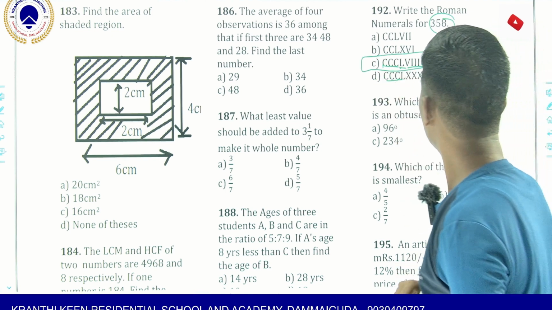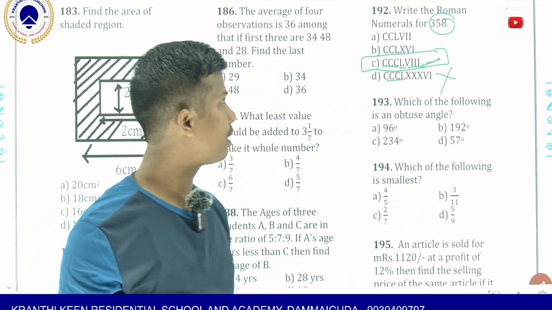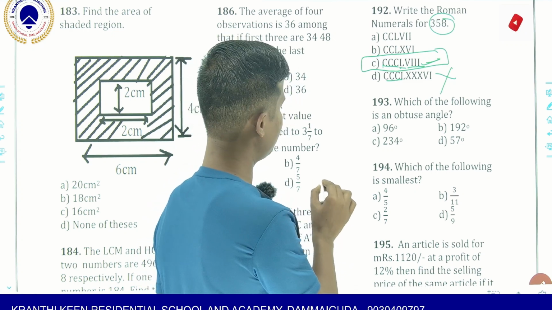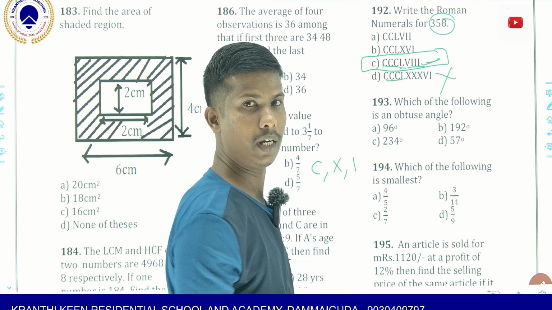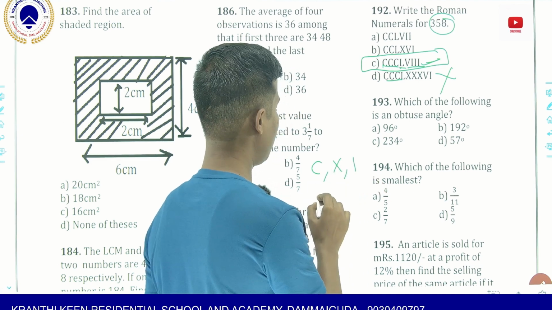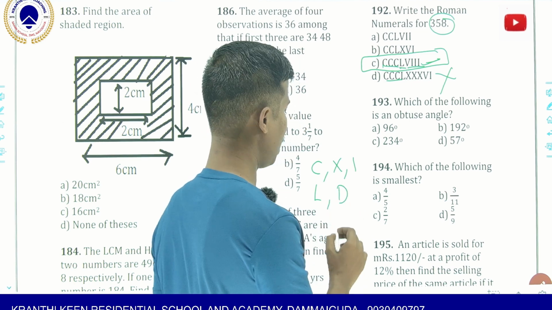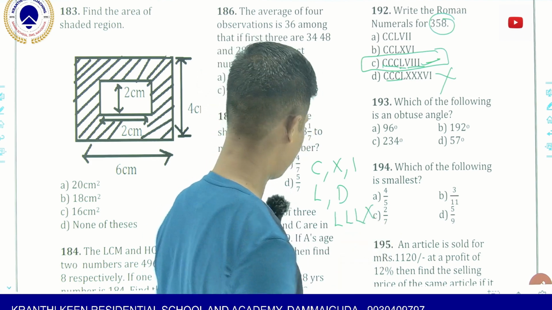You see, while writing the Roman numerals, you have to keep in mind that we can repeat only C, X, I 3 times. Okay? You cannot repeat L, D 3 times. That means to write 150, you should not write it like this. Okay?